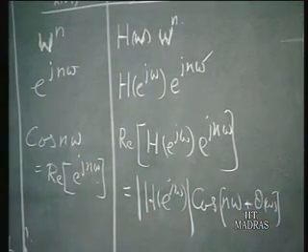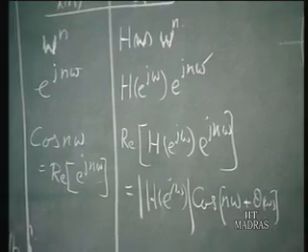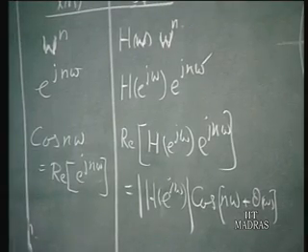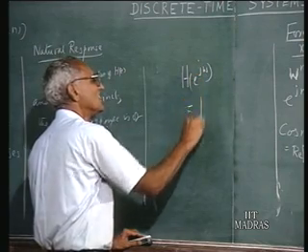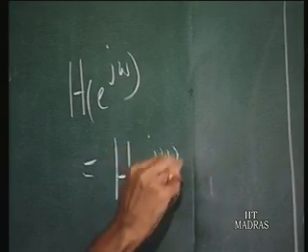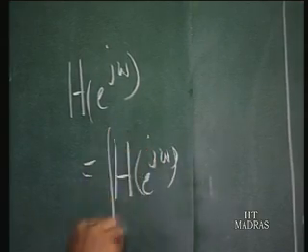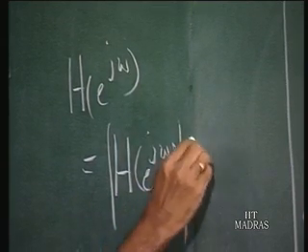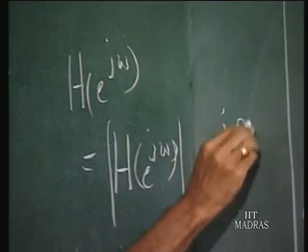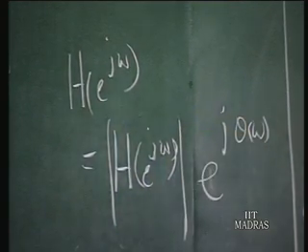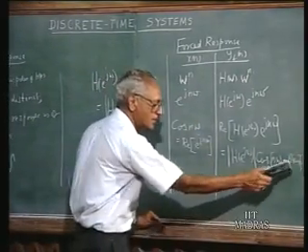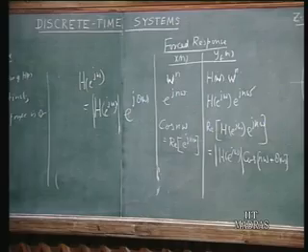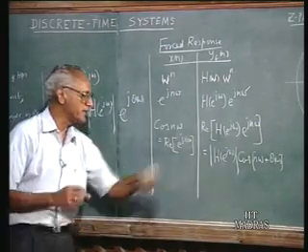Suppose I write h(e^{jω}) as the magnitude of h(e^{jω}) with an angle θ(ω). So the angle associated with h(e^{jω}), θ(ω), is the additional angle in the cosine function, and the magnitude is modified by this.